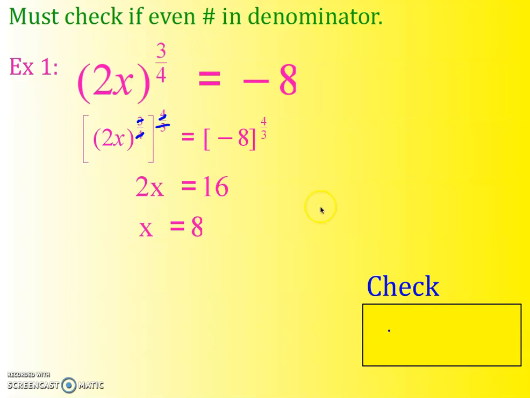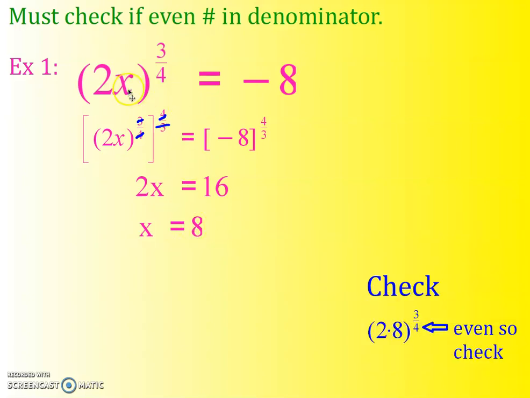Do we need to check our answer? Well, we've got to see, do we have an even indexed radical? Remember, the root is on the bottom. So because that root is even, we have to check it. So to check it, we're going to put 8 in the x spot, and 8 times 2 is positive, so this is a good answer.